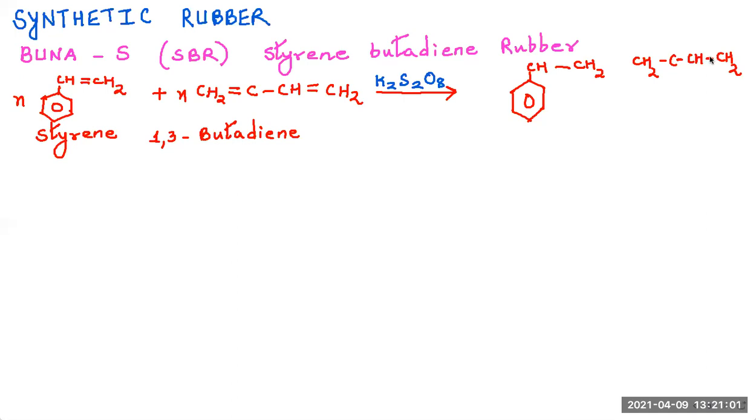This pi bond will break. Here one and one here. Again, one pi bond will break from here, another one will complete this. Again, here one pi bond was there, it will break. This connects with this, and one here. Is it clear?